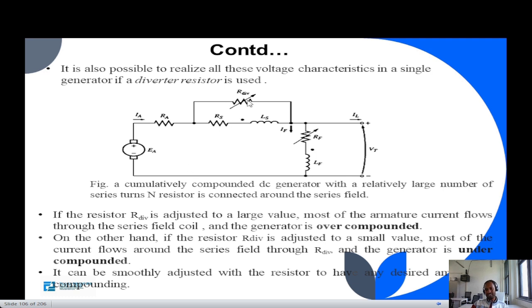What will happen if this and this resistors are the same? If they are the same, equal current flows through each branch, so it is going to be flat compounded. In this way, we can adjust the operating characteristics of a DC generator.